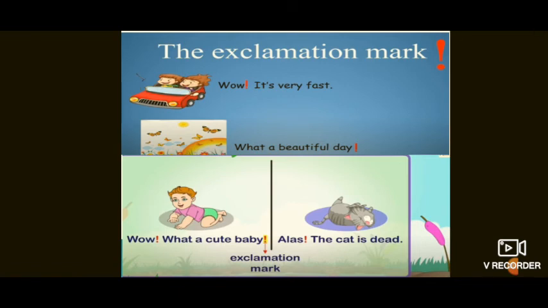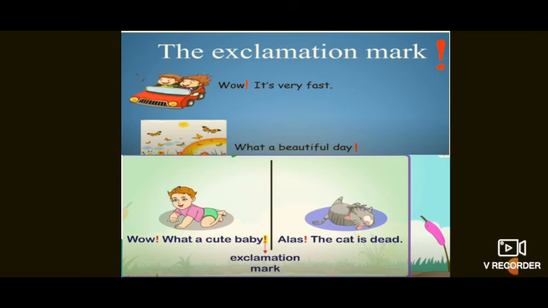Now the first sentence is, wow, it's a word. It's some kind of surprise. So when we see something different, something surprising, we say wow, it's very fast. So after wow, what have we done? We have put an exclamation mark. It's very fast. Again, at the end of the sentence we have put a full stop, and after the exclamation mark the sentence begins with a capital letter.